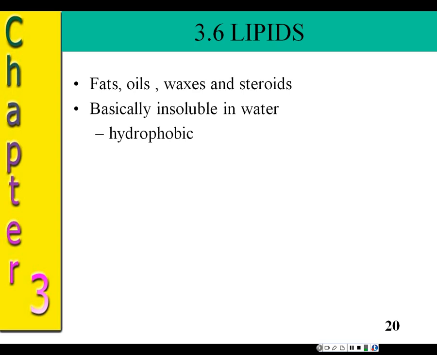So these are water-fearing molecules. They don't want to be next to water. They don't want water surrounding them. They always arrange themselves in a way that they try to put their parts that really dislike water away from the water.